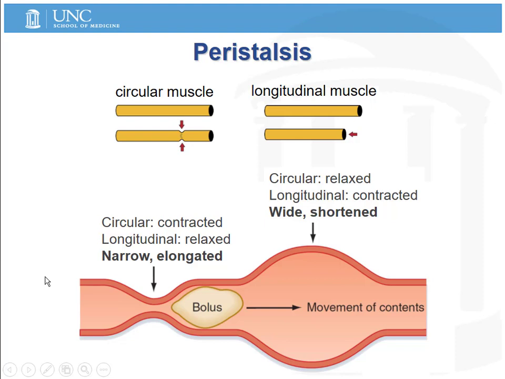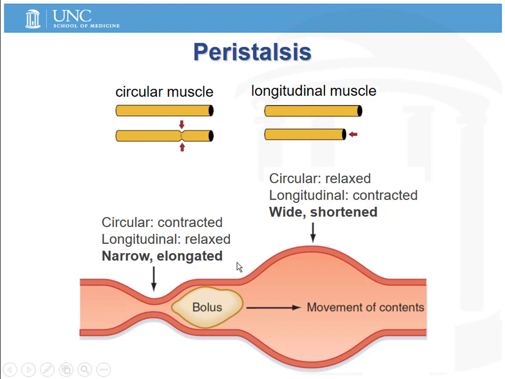A sensory stimulus initiates the peristaltic reflex, and behind the bolus, the release of excitatory neurotransmitters contracts the circular smooth muscle, and at the same time, these excitatory pathways are inhibited in the longitudinal smooth muscle. So this segment narrows and lengthens.